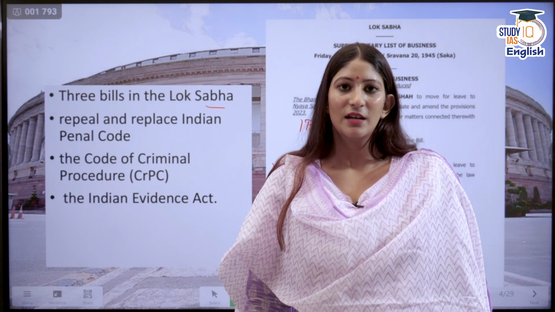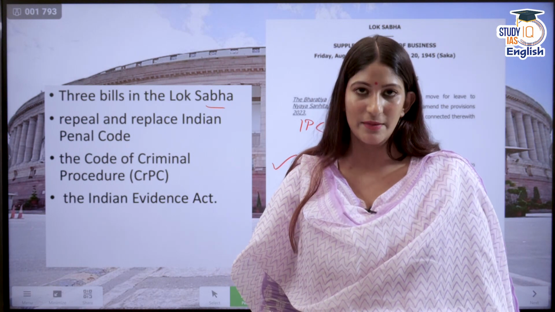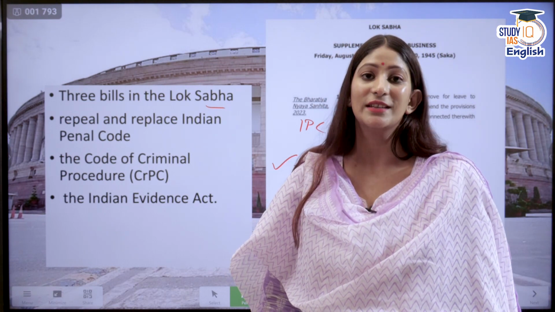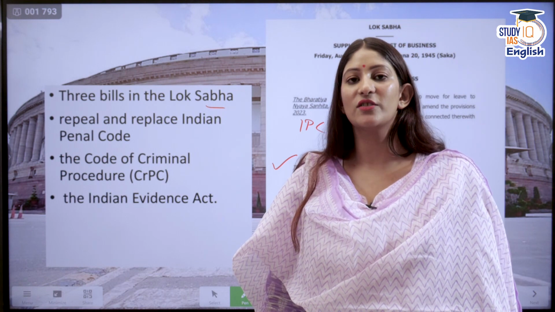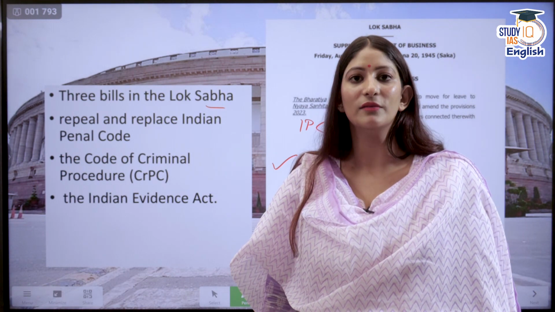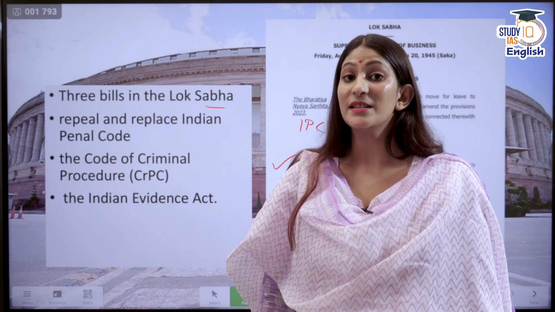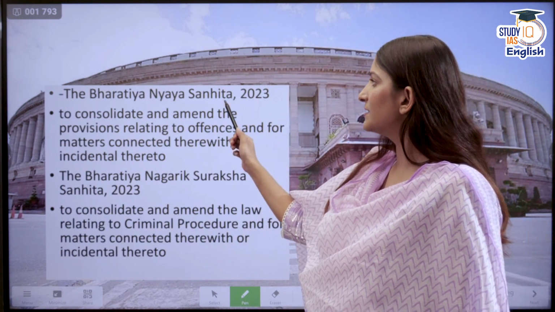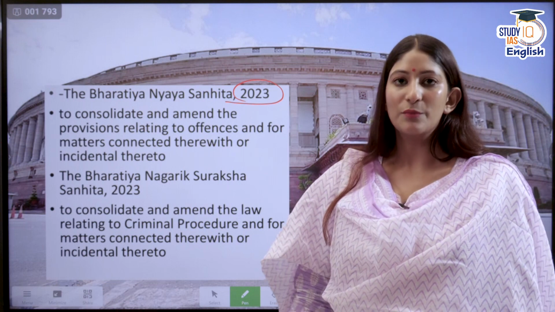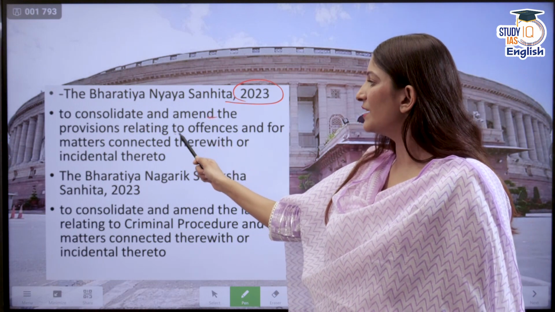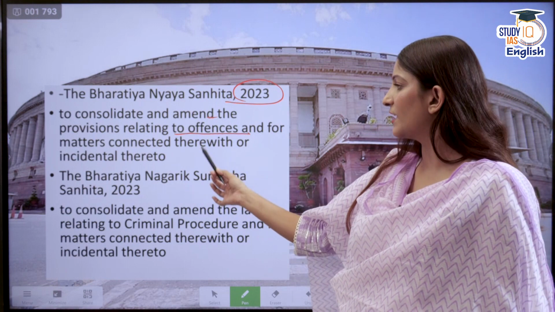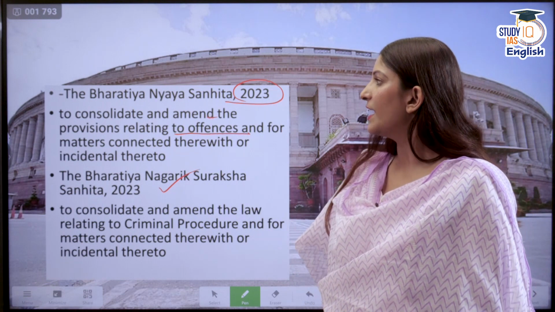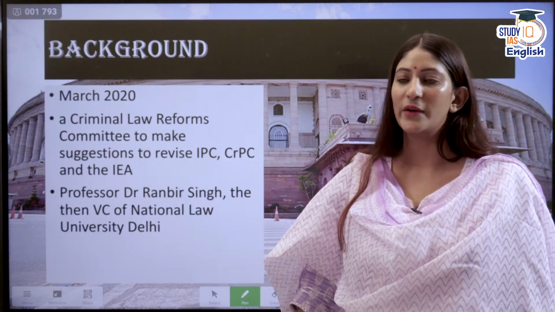The Home Minister said that, of course, the IPC was brought into existence because the colonial government had to rule with an iron fist, and disaffection against the government was frowned upon. That was carried on forward by the independent government as well. But currently, let us see what has changed. So, the Bharatiya Nyaya Sanhita 2023 has been brought to consolidate and amend the provisions related to offences and for matters connected therewith or incidental thereto. Then we have the Bharatiya Nagarik Suraksha Sanhita, the CrPC, and finally the Bharatiya Sakshya Bill of 2023.